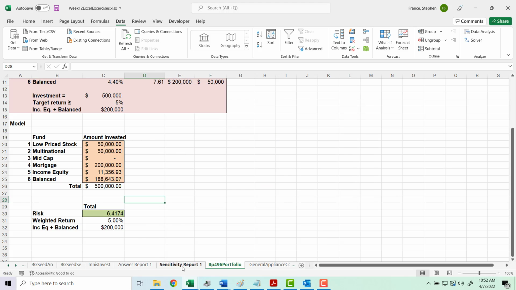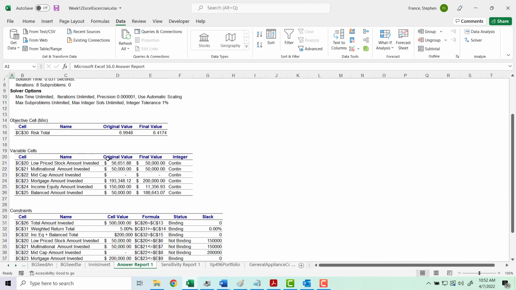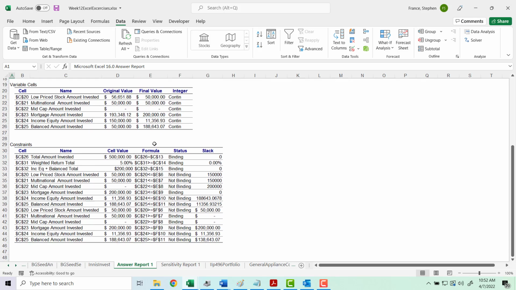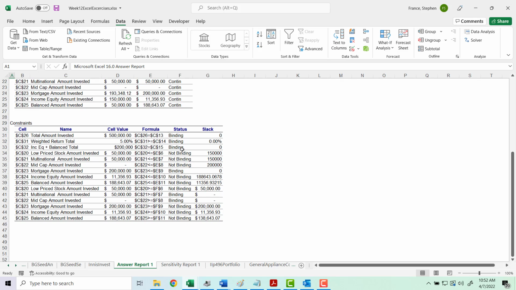And let's add some of the answer reports and sensitivity reports. So again, the answer report just summarizes what we said. We have the final value from the previous, tells us which constraints are bound and which constraints are not bound. So of course, some of these maximum and minimum constraints are not bound because we're not at the maximum or minimum. The total amount invested is bound, so we invest 500,000. Same with the amount invested in the last two items because we set it to be equal to 200,000.